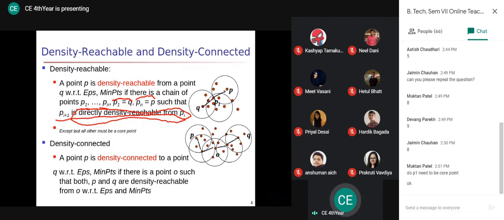Because the last line is applicable to all points in the chain. So if you observe, P of i plus 1 is directly density reachable from P of i. It is not the case that it should be applicable only to the initial or the last point, right? So in a chain, whichever points are there, it is applicable to all.